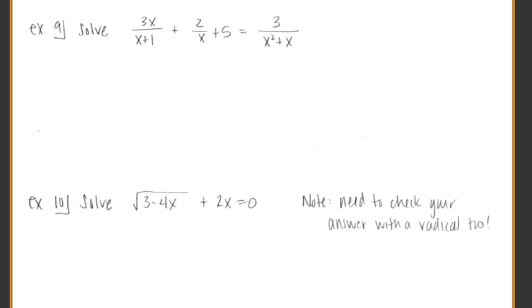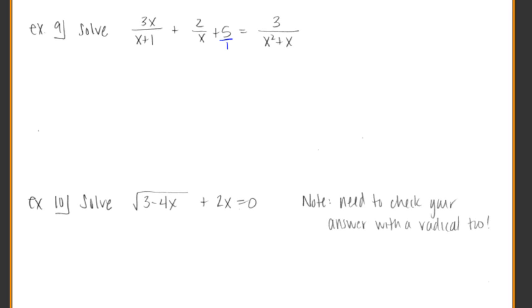In example 9, we have denominators everywhere. We have an x plus 1 in the denominator, we have an x in the denominator. This 5, if I wanted to, I can write it as 5 over 1, and then we have this denominator over here. Gosh, so what are we going to do? We've got multiple things in the denominator, and I want to clean this all out.